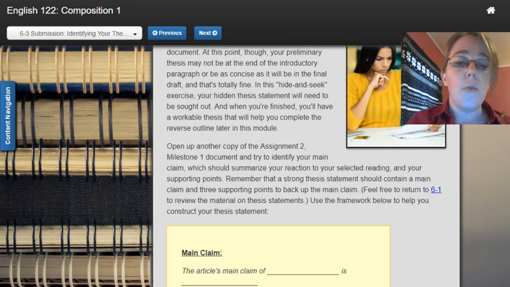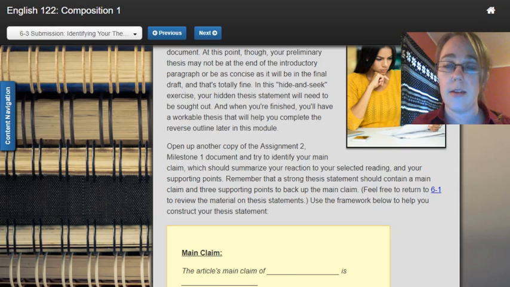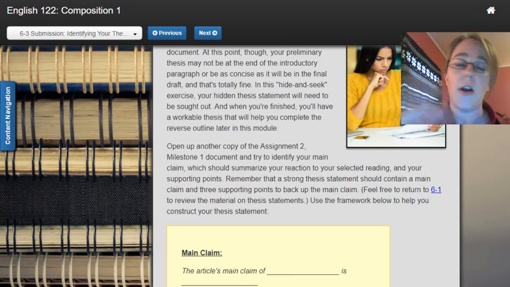So let's open up our assignment 2 milestone 1 document and try and identify your main claim. Most of us phrased it as my claim is, or something similar to that. So let's open it up and take a look at what our claim was, and let's reformat it into using this formula for your thesis.